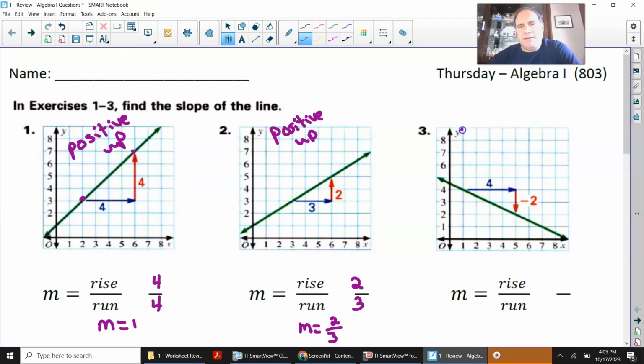This is a negative slope. It goes down from left to right. This is going to the right 4 and down -2. So the rise is -2 and the run is 4. And you reduce that to -0.5.